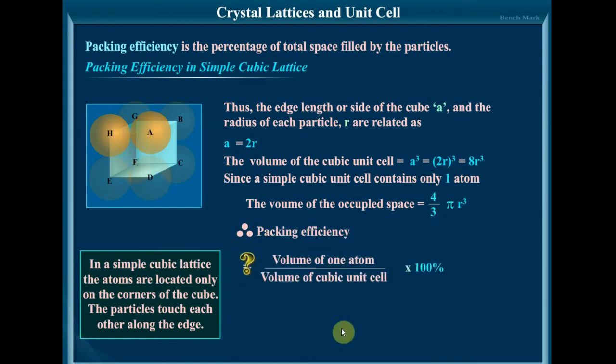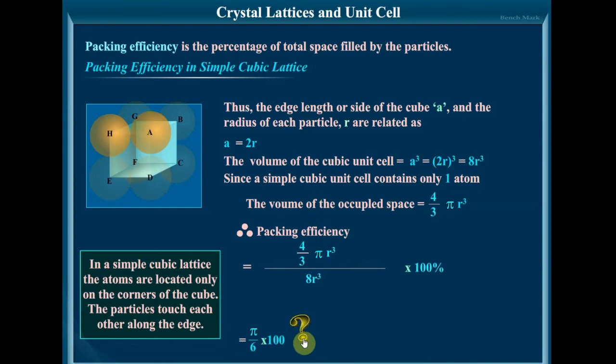Packing efficiency is the volume of the sphere divided by the volume of the cubic unit cell, into 100. The volume of one atom is 4 by 3 pi r cube. The volume of the cubic unit cell is 8r cube. And so the total value becomes 52.36, which can be rounded to 52.4%, which means the packing efficiency of a simple cubic lattice is 52.4%.